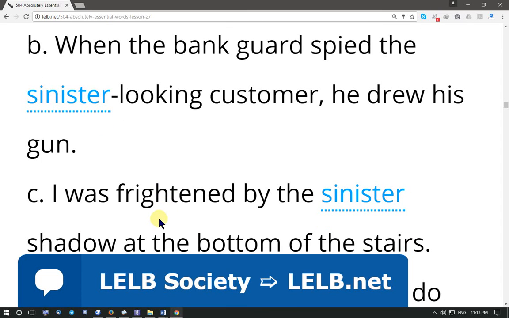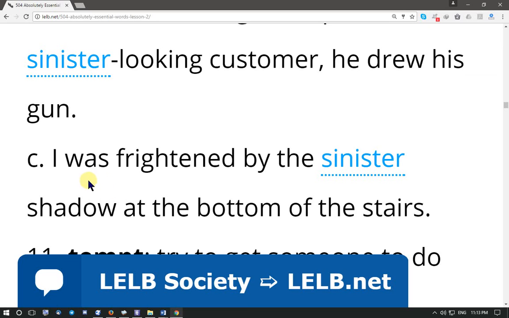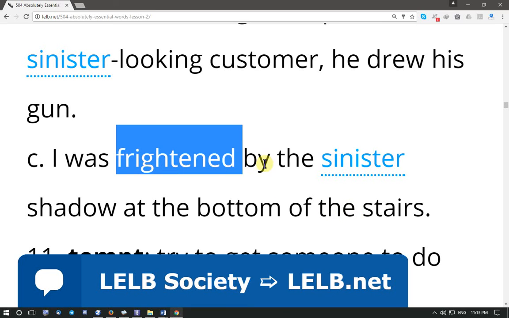I was frightened by the sinister shadow at the bottom of the stairs. I was scared by the sinister shadow at the bottom of the stairs. Say downstairs. Downstairs.